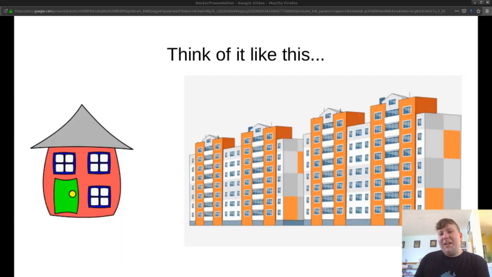So this is all a tiny bit confusing, and I like to think in analogies. So imagine it like this. You've got a bunch of friends or services that are renting a house or a physical server together.